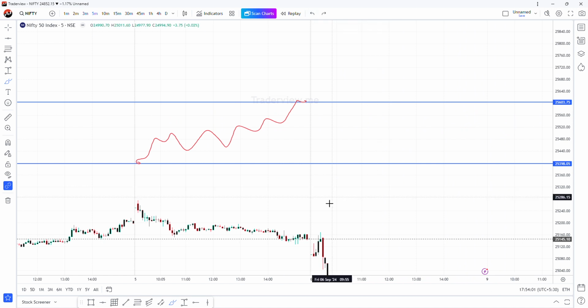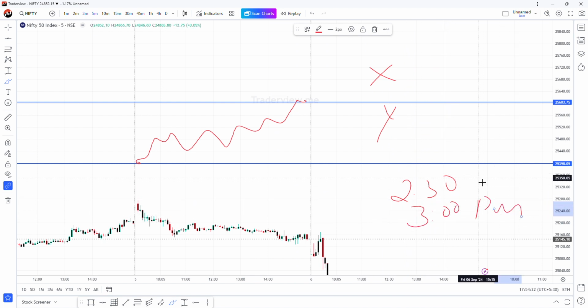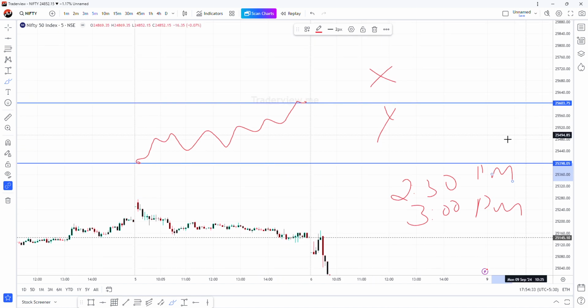Now there will be traders. For example, you think there are two traders. One trader's name is X and another trader is Y. While both of them are trading yesterday at 2:30 p.m. or 3 p.m., they will be looking at their own analysis and they will think that there is a chance that Nifty can move towards the upward direction like this.